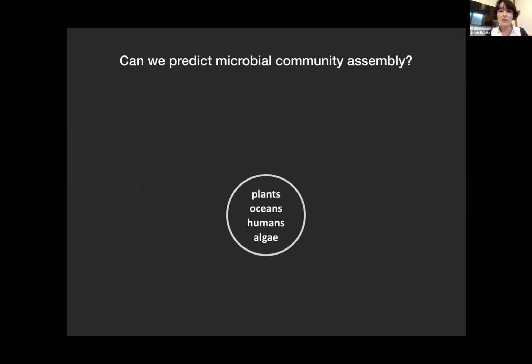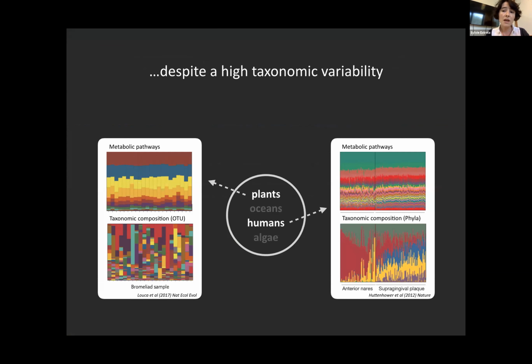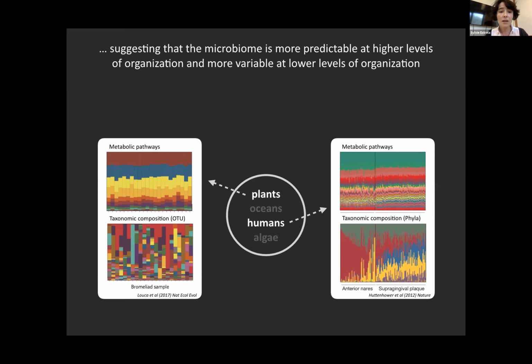So multiple studies in a range of natural environments have shown that the metagenomic structure of microbial communities across similar habitats is quantitatively convergent, which is illustrated here for plants and for humans. And this convergence at the metabolic level occurs despite a high taxonomic variability as shown here in the bottom panel. And so what this suggests is that the microbiome becomes more predictable at higher levels of organization, but is more variable at lower levels of organization.